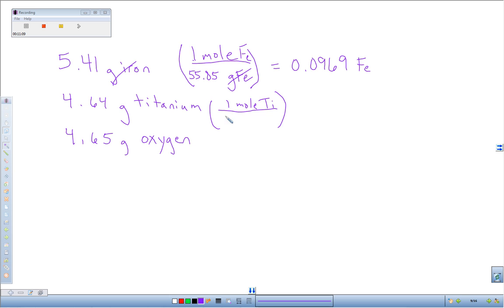our number for titanium is 47.90, and oxygen 16.00 grams per mole of oxygen. Okay, I've set up all my conversions now. We good so far? Okay. 4.64 grams divided by 47.90 is going to be close to this number here, actually, isn't it? It's the same number. How nice. Okay, and this, 4.65 divided by 16?